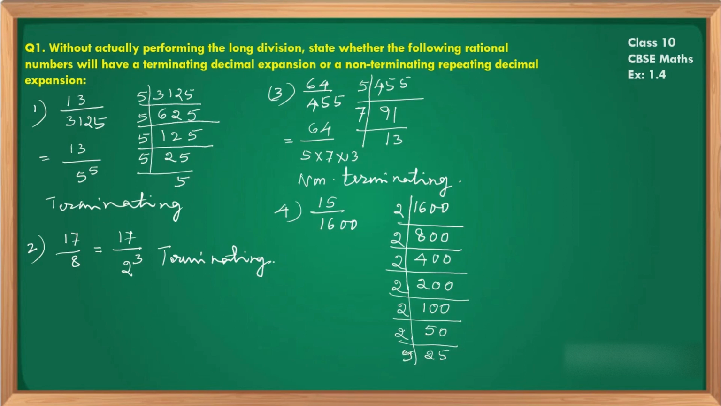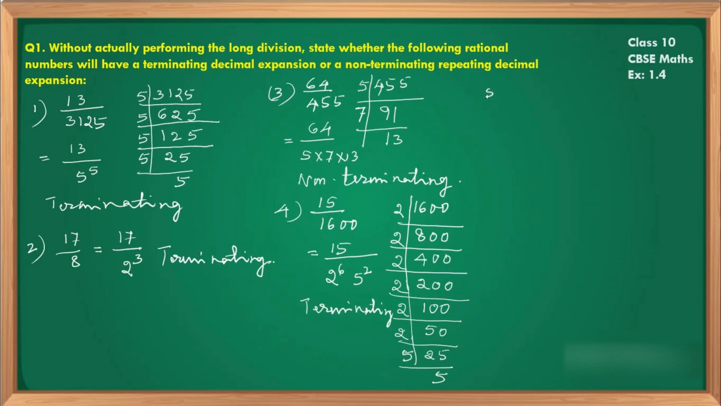And lastly, you can divide this by 5. 5 into 5 gives you 25. So you can now count 1, 2, 3, 4, 5, 6. So this 15 by 1600 can be written as 15 divided by 2 to the power 6 and 5 square. As we have 5 and 2 in the denominator, this number is terminating.